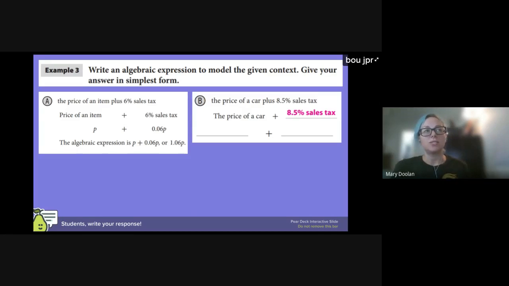All right, so this is an opportunity now for you to click on the Pear Deck slide, and you're going to type out for me, what are we adding? What's in the blank plus what's in the next blank? And you can use the example to the left to help you figure it out.